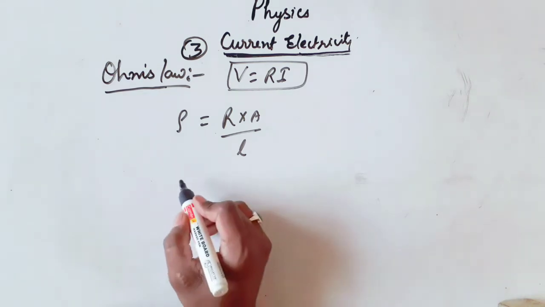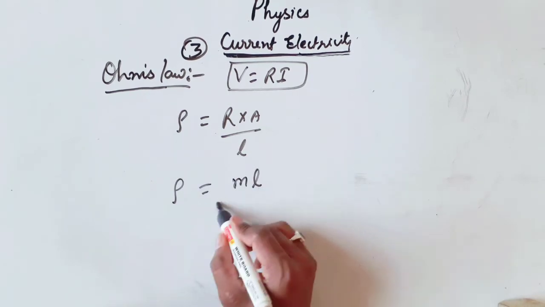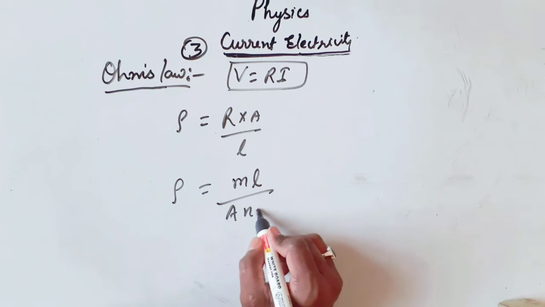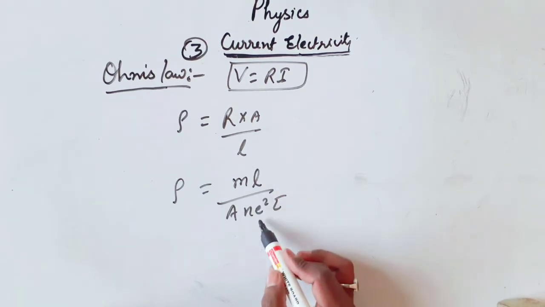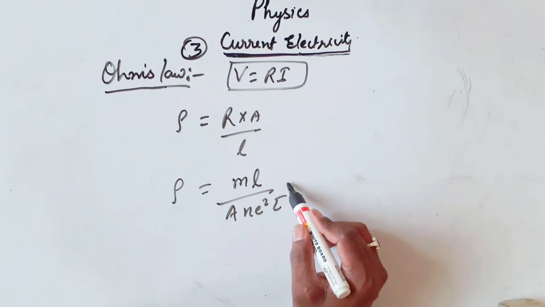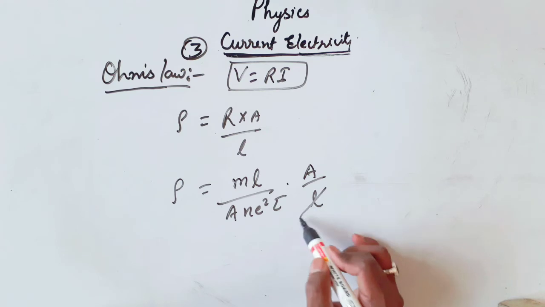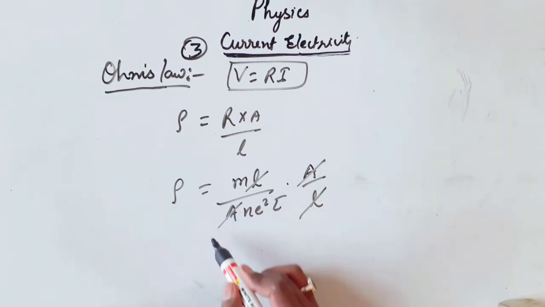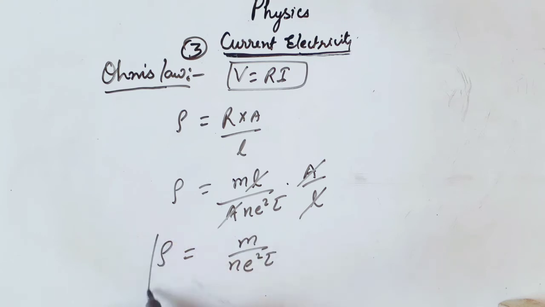Now in place of R, we will put the value of resistance. It is equal to ml upon a n e square tau. So the value of R is ml upon a n e square tau into a upon L. Here L will cancel out and A will also cancel out. So rho will be equal to m upon n e square tau.